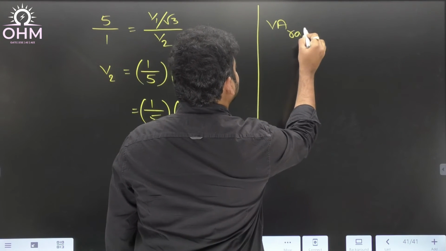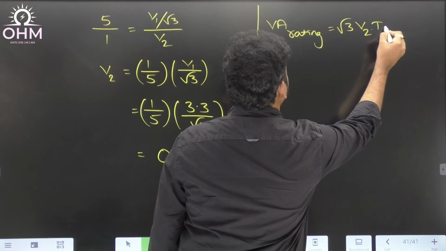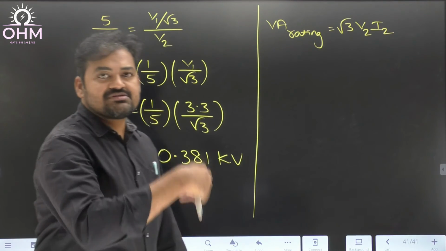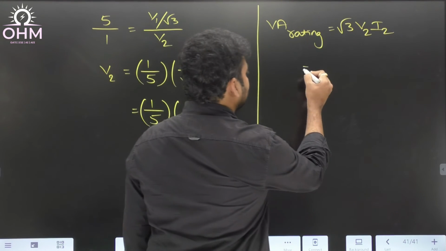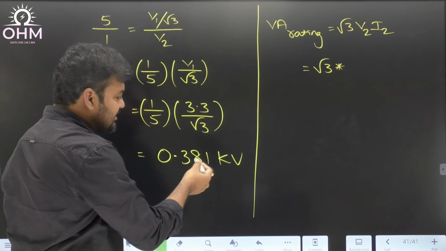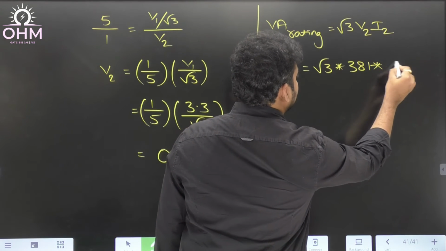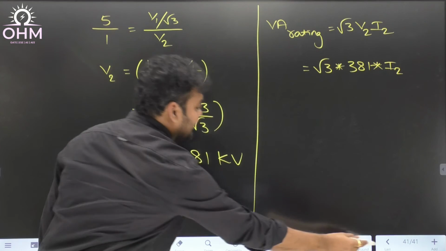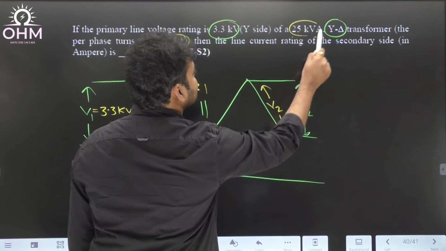So what is the formula for VA rating in a three-phase transformer? Root 3 V2 I2. V2 is the secondary line voltage, I2 is the secondary line current. So root 3 into what is the secondary line voltage? 0.381 kV, that is 381 volt into I2. And what is the VA rating given? Yes, the VA rating of the transformer is 25 kVA.